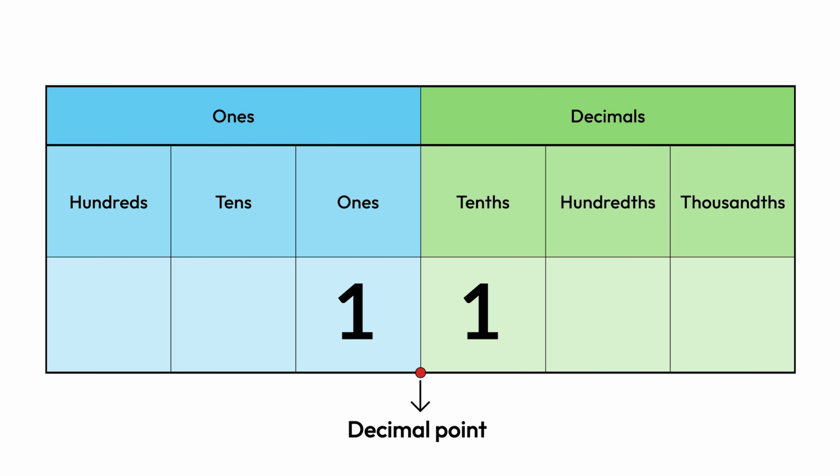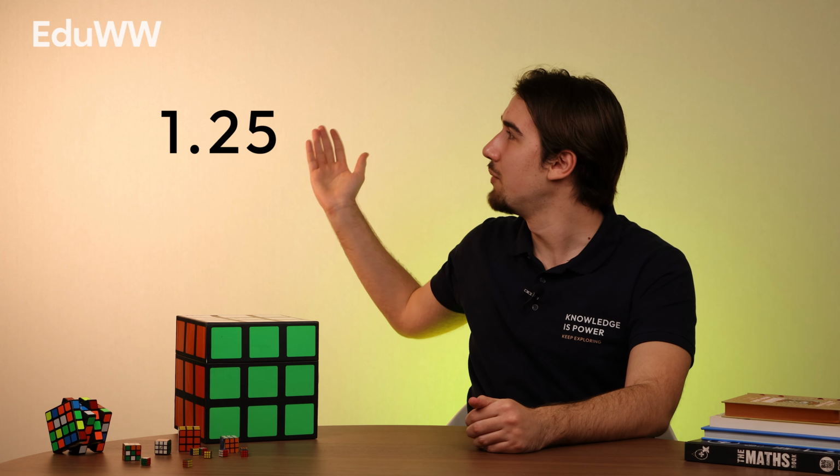Looking at the thousandths place value, we notice the same pattern. A number value starts from 1, stops at 9, and if it reaches 10, it gets moved 1 place value to the left and becomes 1/100th. Let's take a look at an example. Here we see 1.25. Let's see how we can describe this number using the place value table.